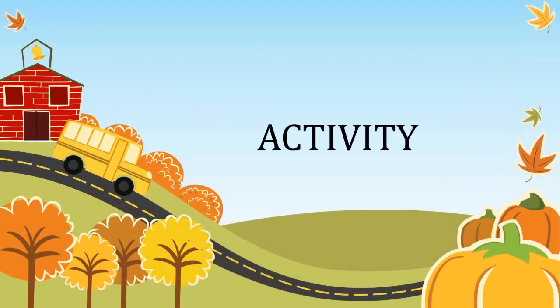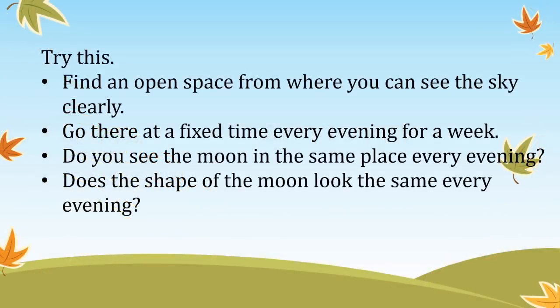So students, I would like to give you all one activity. Try this. Find an open space from where you can see the sky clearly. Go there at a fixed time every evening for a week. Do you see the moon in the same place every evening? Does the shape of the moon look the same every evening? So students, you're going to try this, okay?